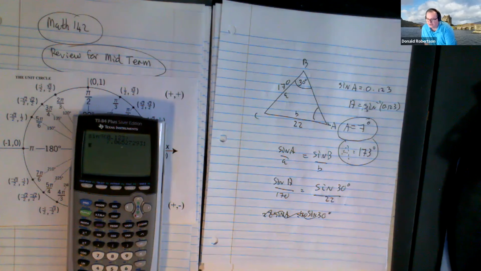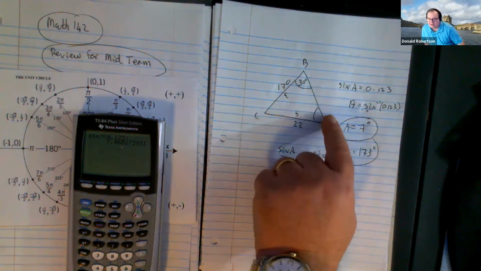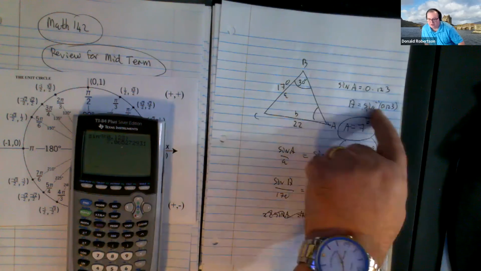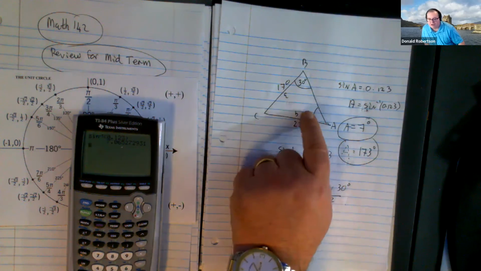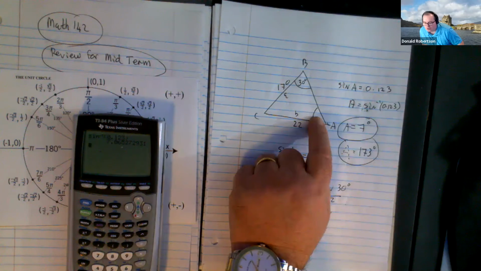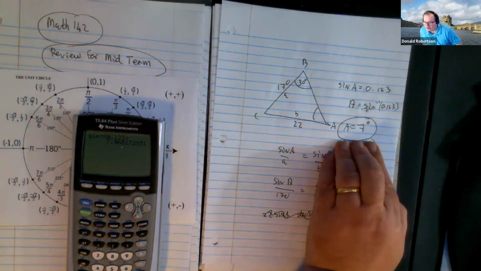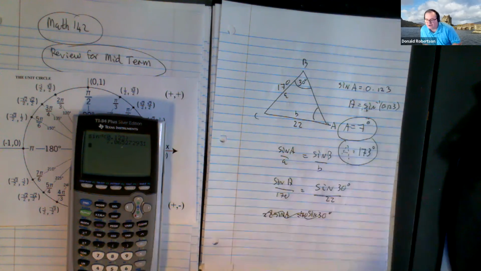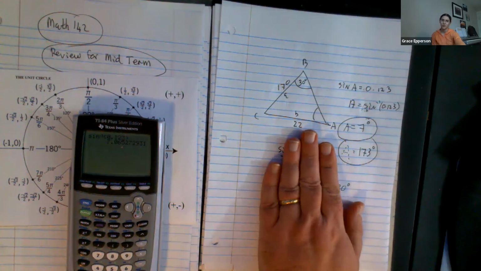7 and 173. Now, based on my picture, if this was really the calculations you got, would you agree that 173 is not feasible in this question? So the only correct answer is the one that you got from your calculator, right? The 7 degrees. Why is 173 in this particular case not feasible? Because that plus angle B is more than 180. And that's what you do.